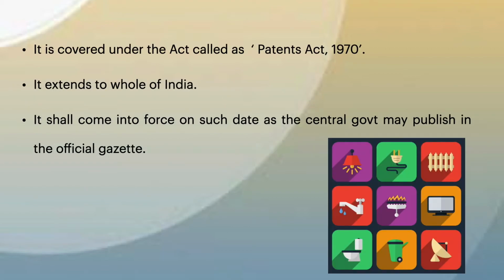Now these patents are covered under the act called the Patents Act of 1970. It extends to the whole of India. We have seen n number of acts, laws that exclude Jammu and Kashmir. You remember that, right, from the Indian Contract Act that we studied. So here this act, the Patents Act, covers the whole of India. That means it includes even Jammu and Kashmir. It shall come into force on such date as the central government may publish in the official gazette.